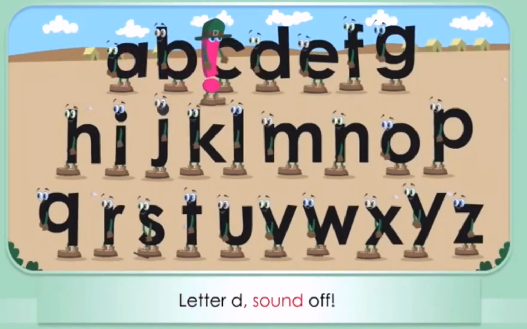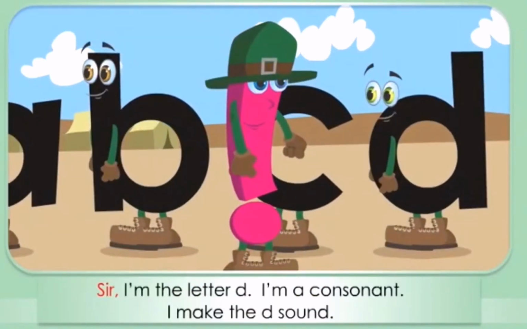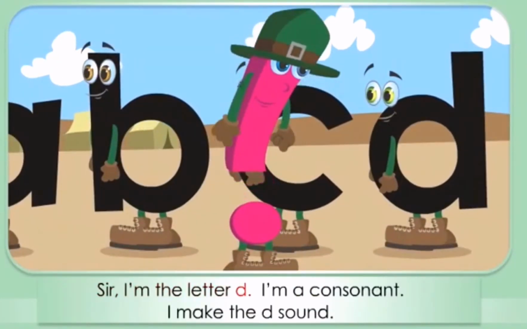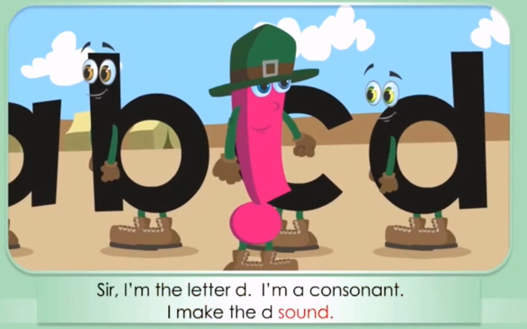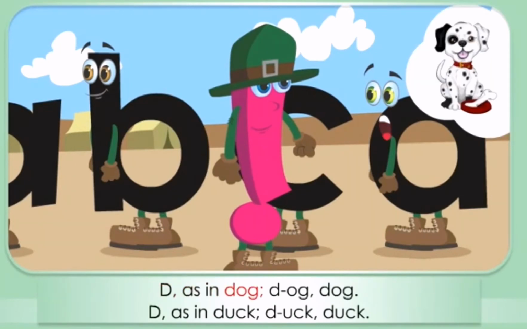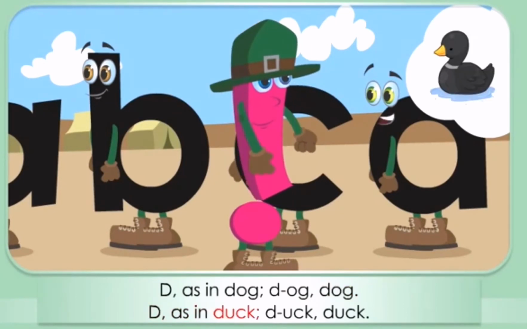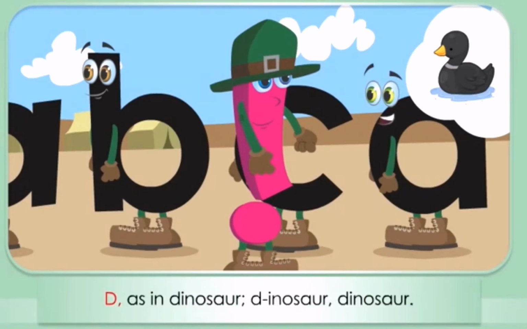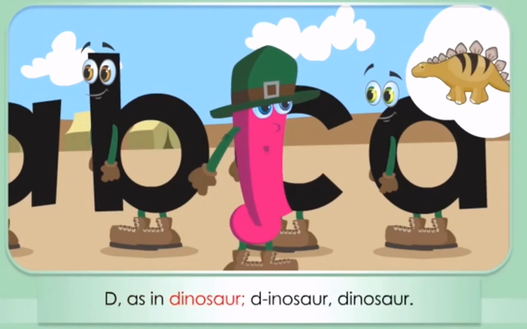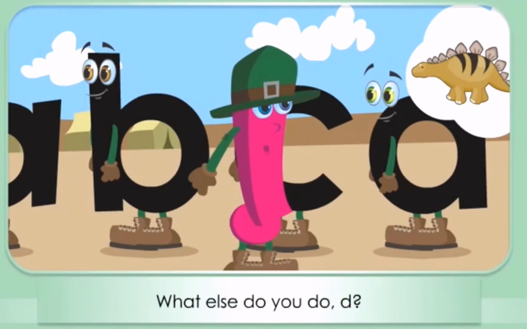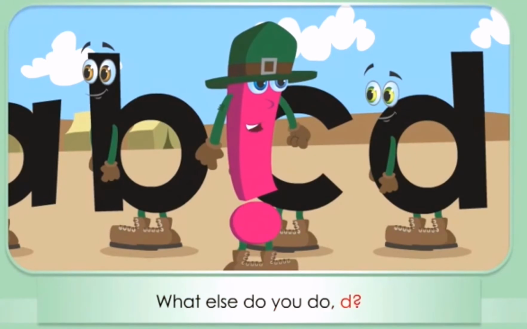Letter D. Sound off. Sir, I'm the letter D. I'm a consonant. I make the D sound. D as in dog. D-og, dog. D as in duck. D as in dinosaur, dinosaur. What else do you do, D?